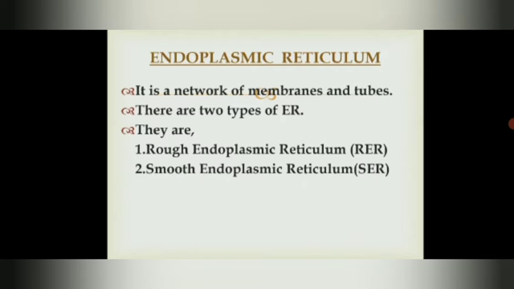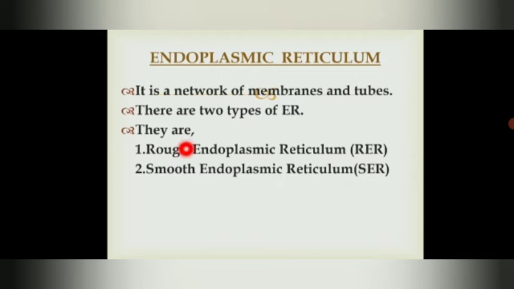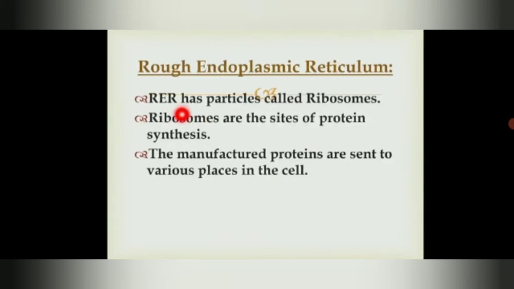There are two types of ER, endoplasmic reticulum. ER is a short form for endoplasmic reticulum. They are rough endoplasmic reticulum and smooth endoplasmic reticulum. Let us understand the difference between rough endoplasmic reticulum and smooth endoplasmic reticulum. RER is the short form for rough endoplasmic reticulum.